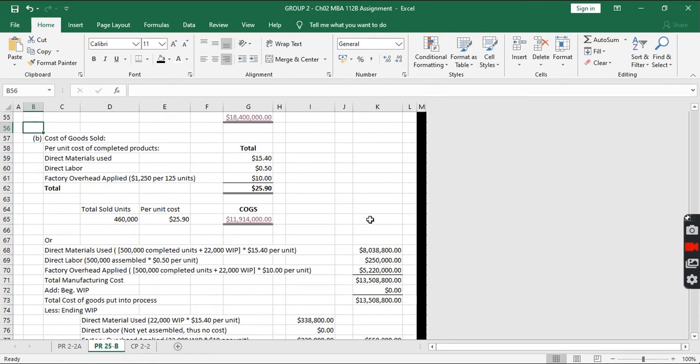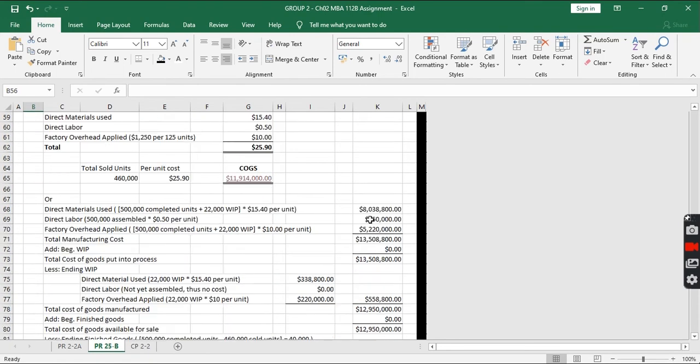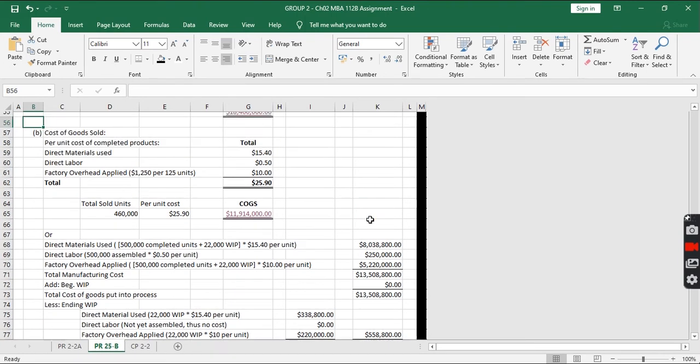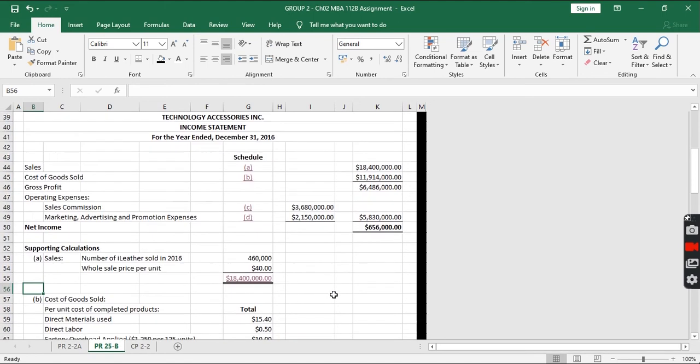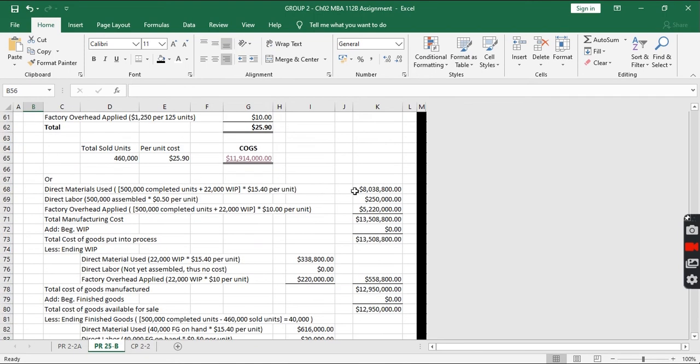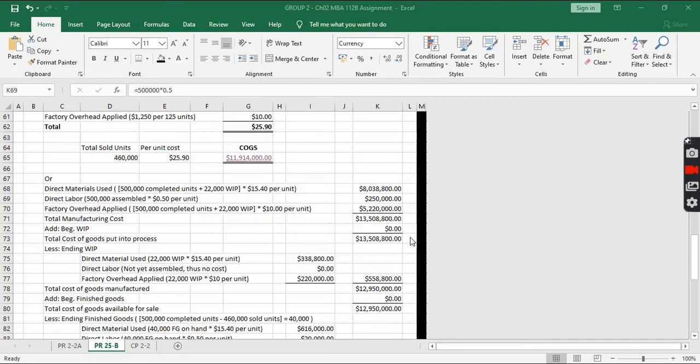Now if you want to go for the longer route, we first have to calculate our total direct materials used, which is equal to the 500,000 completed plus the 22,000 waiting for assembly. So 522,000 units multiplied by the cost per unit for direct materials, which is $15.40, will get $8,038,800 for our direct materials.